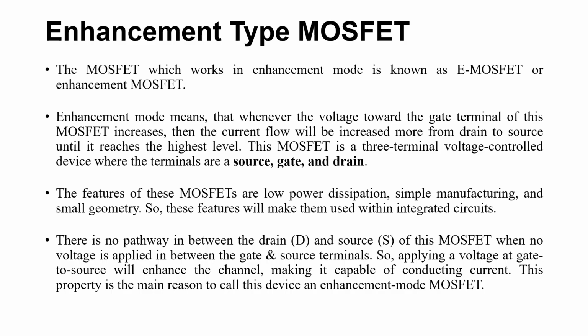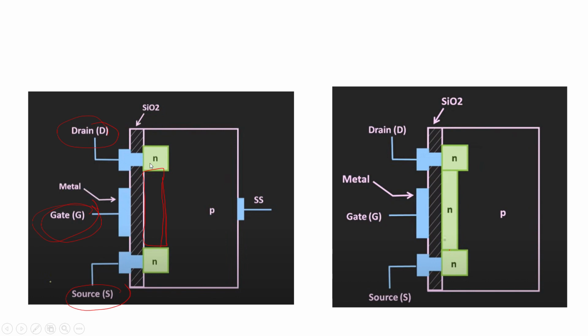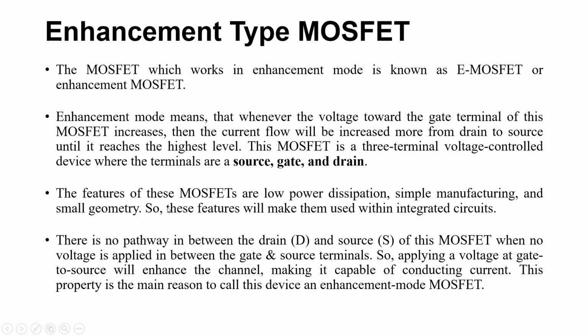It means the voltage at the gate terminal will enhance the channel, making it capable of conducting current. Because if there is no pathway at all from drain to source, then there is no current conduction. So the pathway will be created after applying the voltage to the gate terminal. Okay, so we'll see the construction of enhancement.